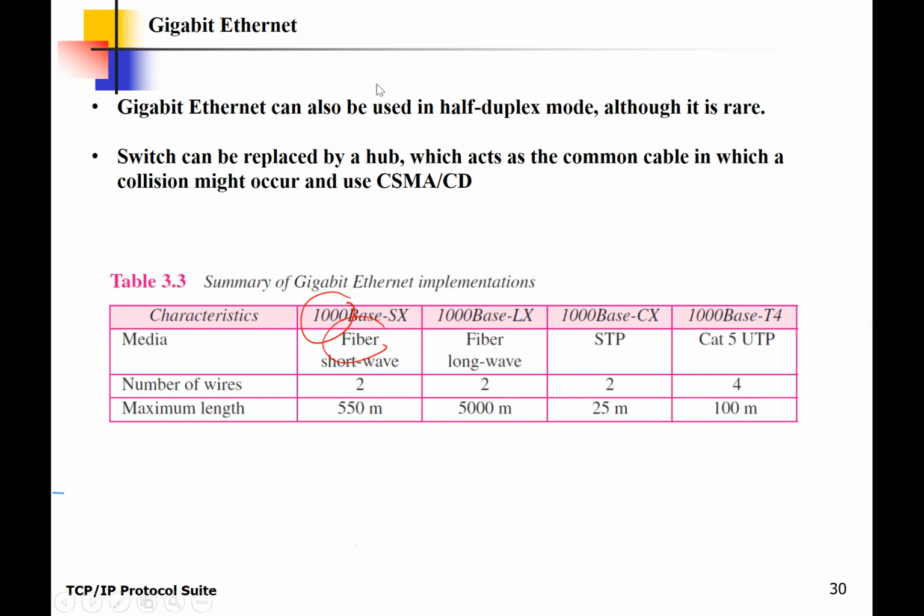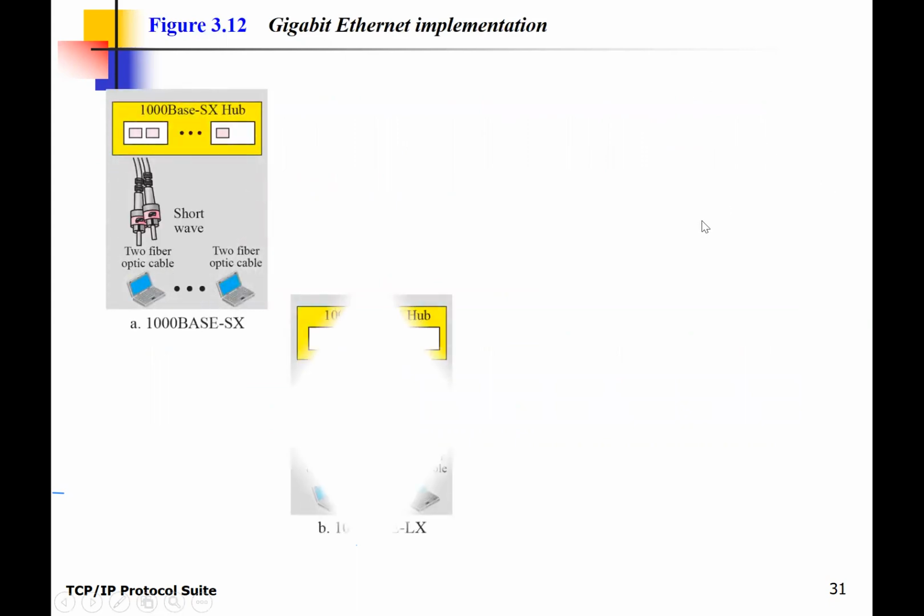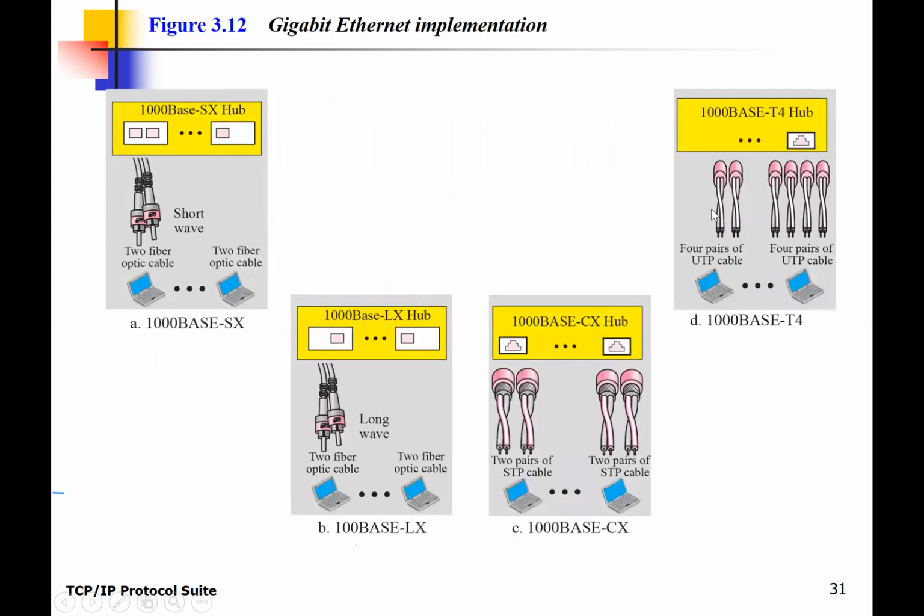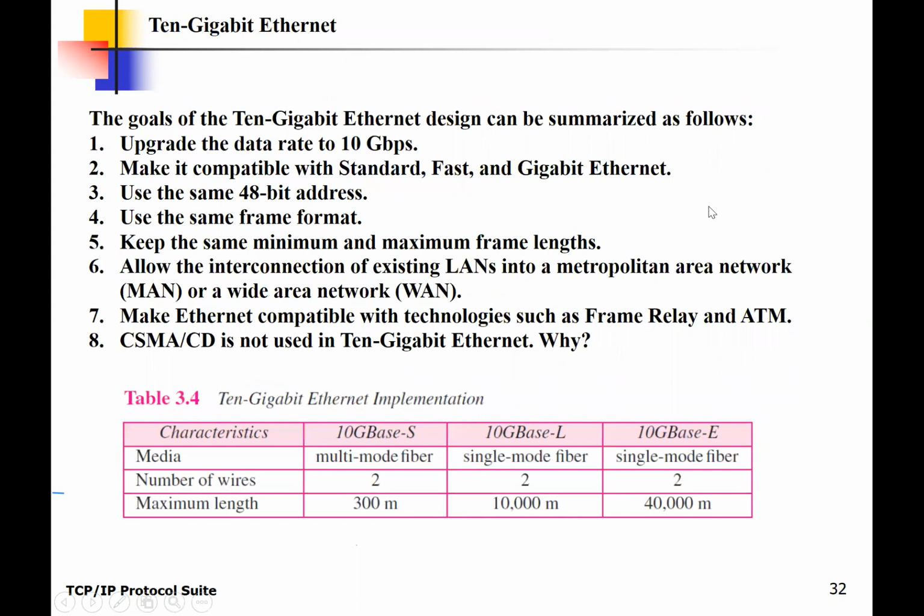After the 1 gig Ethernet, what do we have? After the 1 gig, we'll have the 10 gig. What is the difference? It's the same. The only thing is we increased the bandwidth, but we kept the same MAC address size, the same format, nothing really changed.